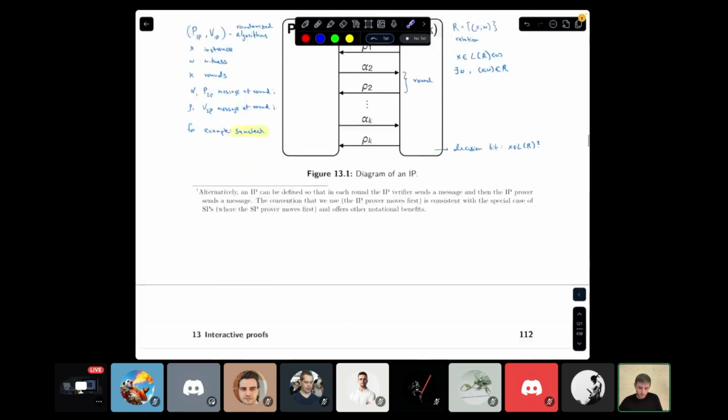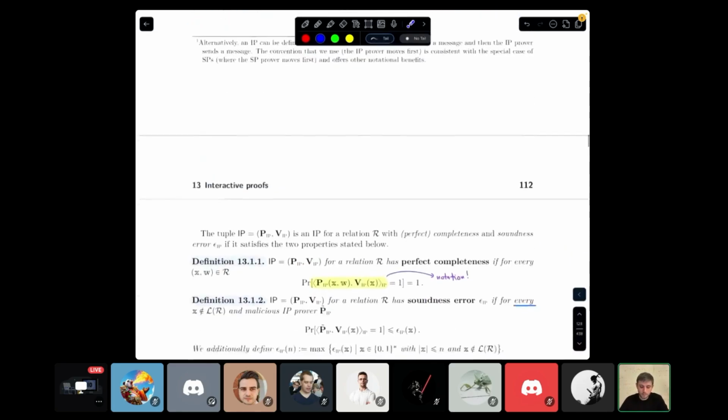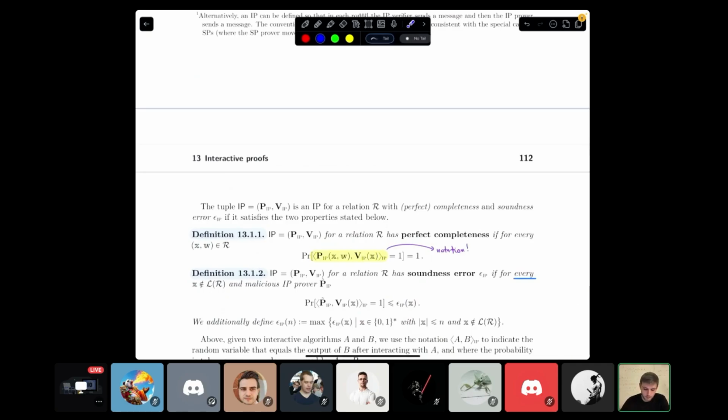Okay, great. So now for interactive proofs, we have two important definitions. The first one is completeness, and here we are talking about perfect completeness. What we want to say is that if X is in the language described by this IP, the verifier is going to accept, and we want it to accept always. So we call it perfect completeness to denote that.